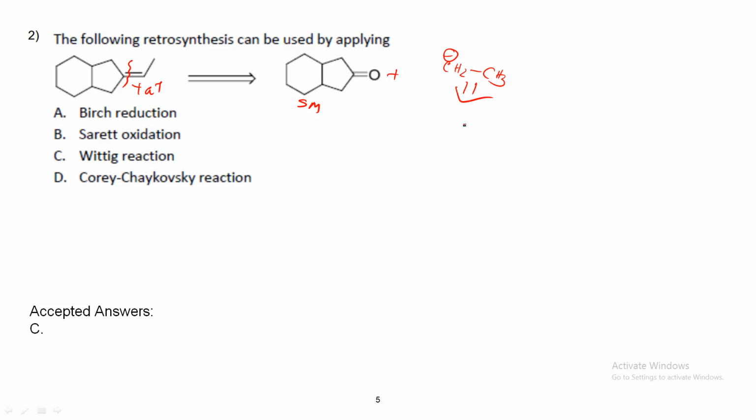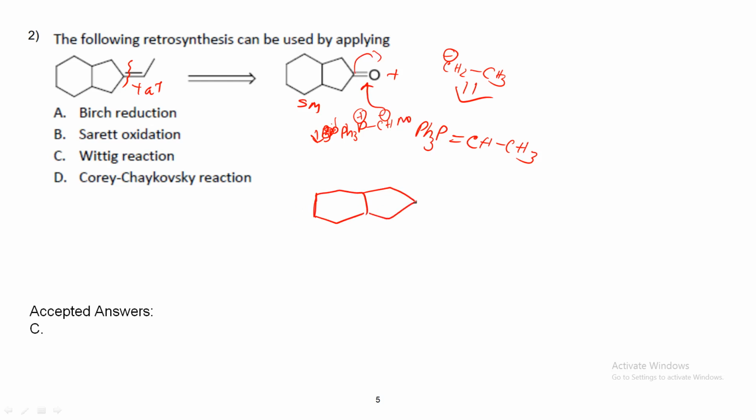This kind of synthon can easily be accessible by Wittig salts. This kind of Wittig reagent can easily react with this kind of aldehyde molecule to form this particular molecule. So let's do the mechanism over here. At first, a normal 1,2 addition would be happening, which would lead to formation of this particular intermediate.